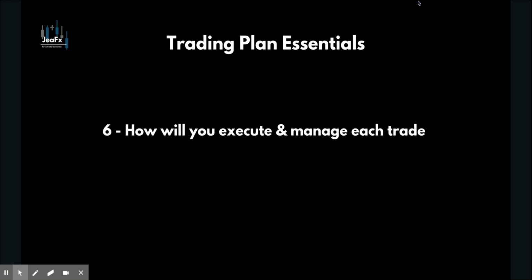And then we need to think about how we're going to execute and manage our trades, right? What are the entry confirmations we're looking for? When will we move stop losses into break even? And how will we ladder our stop losses into profit as the trade runs? How are we going to minimize risk and make sure that we always come out of every trade with the best case scenario?